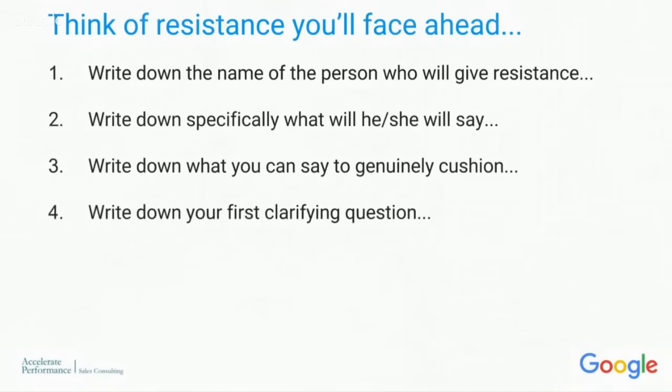And once you have a cushion, I would encourage you to write down your first, ideally an open-ended clarifying question. I find using the term context, this is my way, helps me here. So I'll say to my audience, if possible, could you give me a little bit more context as to how you're thinking about this issue or this concern? Write down your version of your first, more open-ended clarifying question.